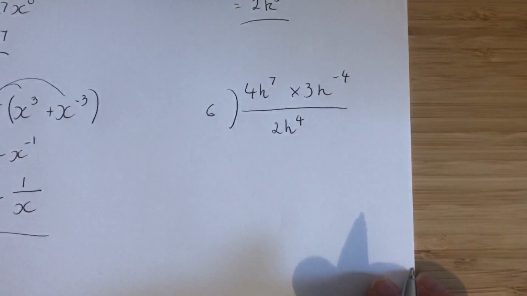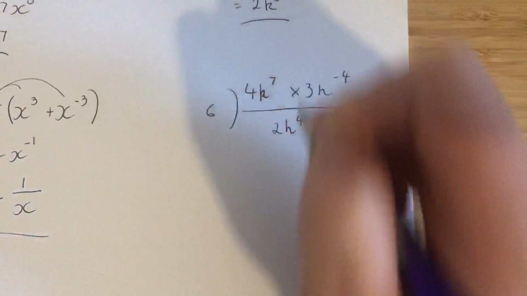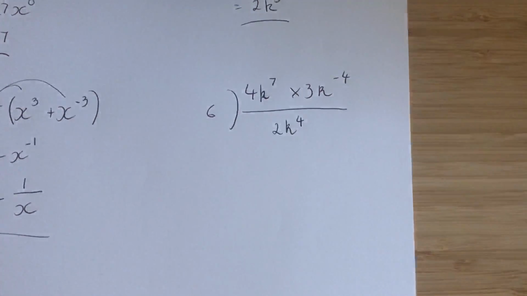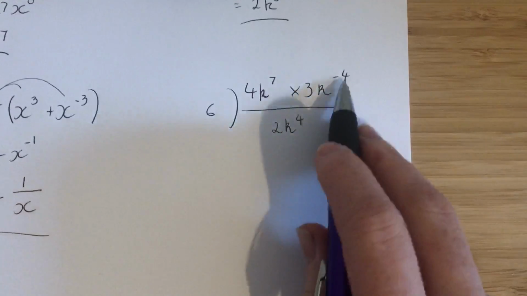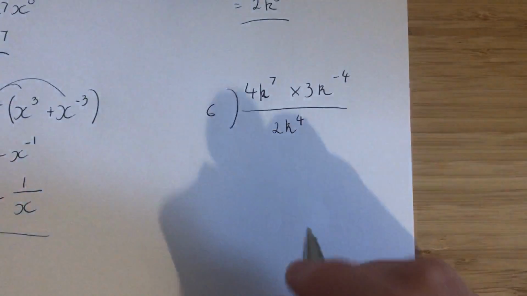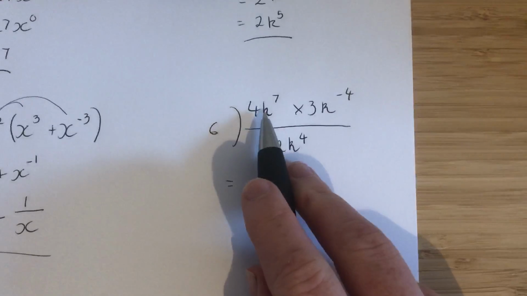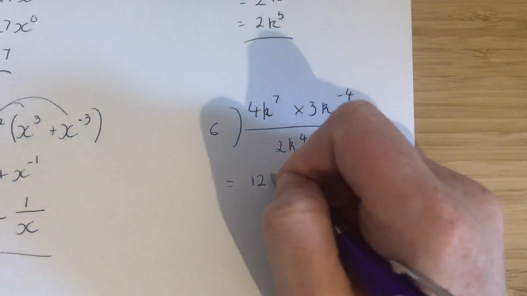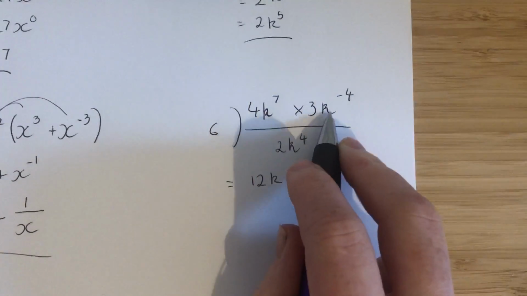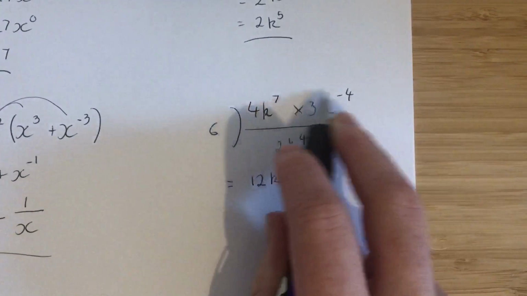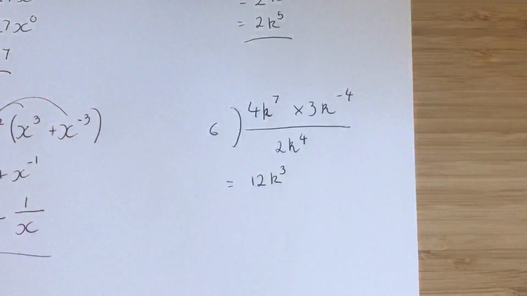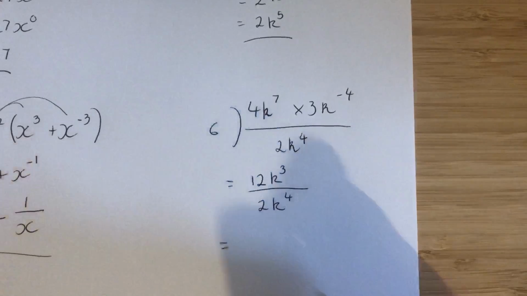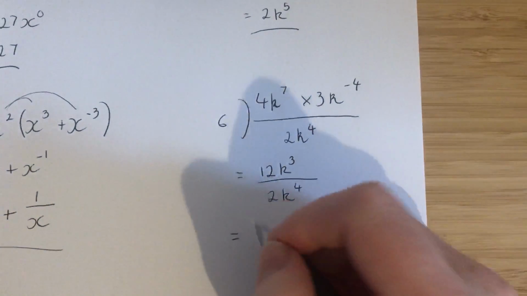Final one we're going to do on this. That's a k, so 4k to the power of 7. Oh, sorry, there may be an h, but I've changed them all now. So 4k to the power of 7 times 3k to the power of negative 4 over 2k to the power of 4. So we're going to do the top bit first. So we're multiplying these together. 4 times 3 is 12. k to the power of 7 times k to the power of negative 4. You're going to add them together. 7 plus negative 4 is k cubed, 3, over 2k to the power of 4. Left that the same, so 12 divided by 2 is 6.